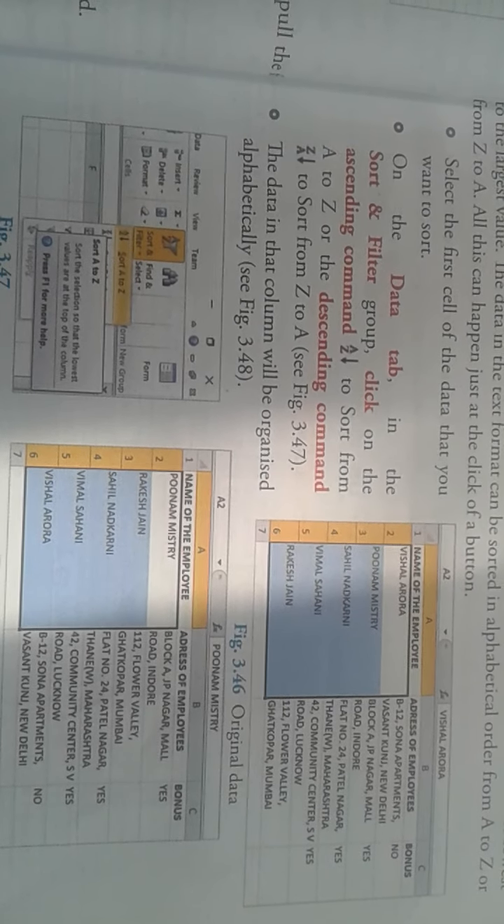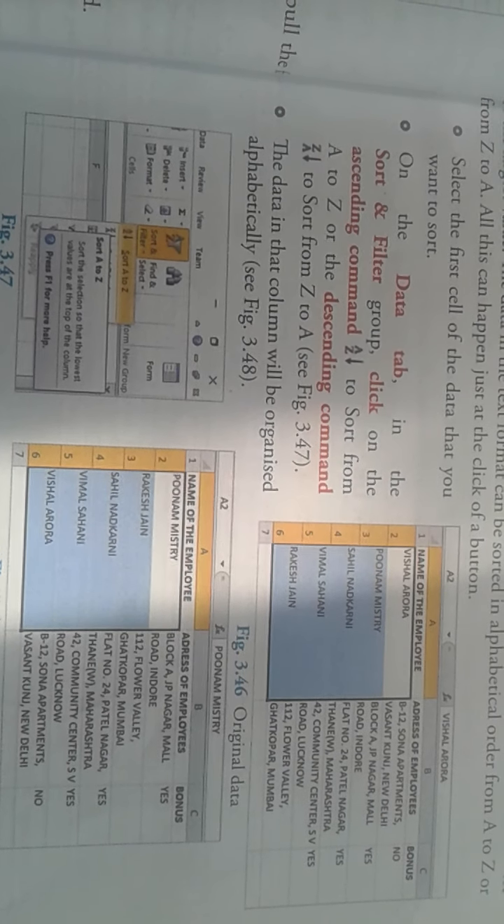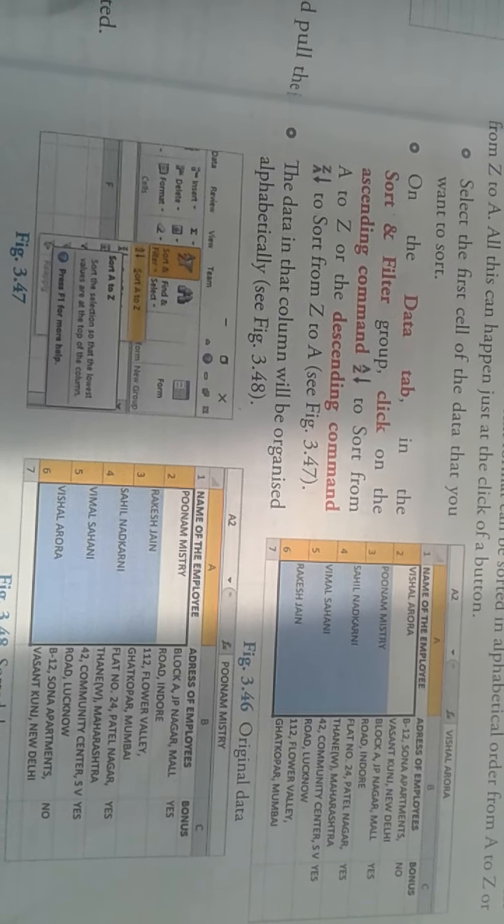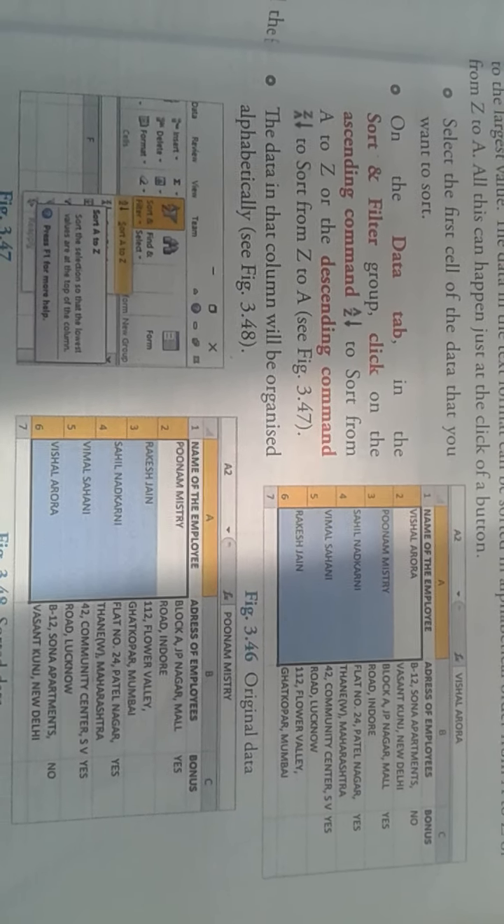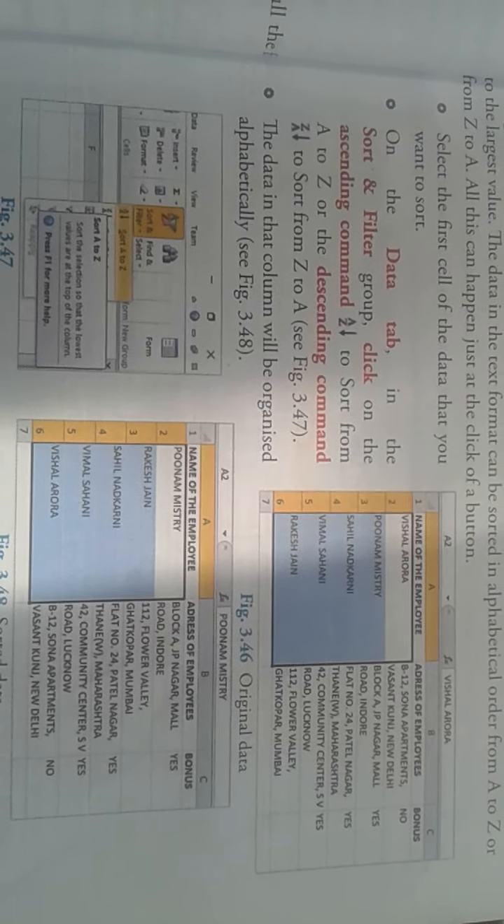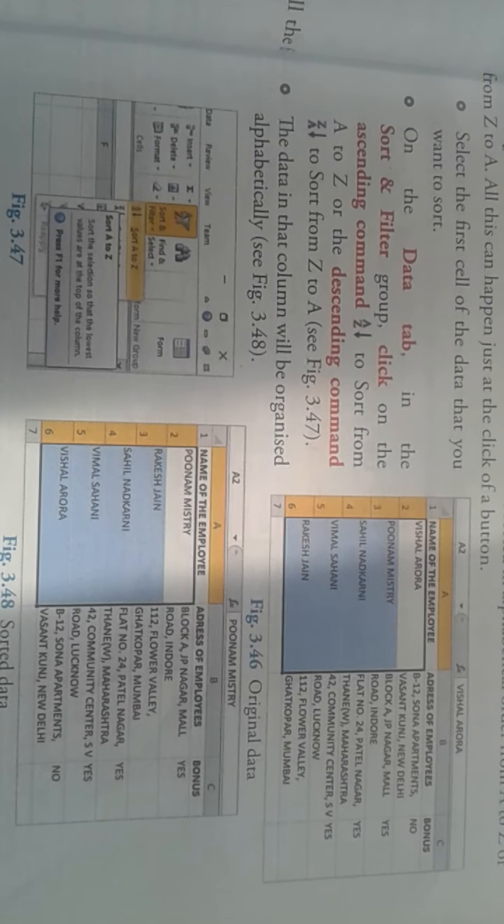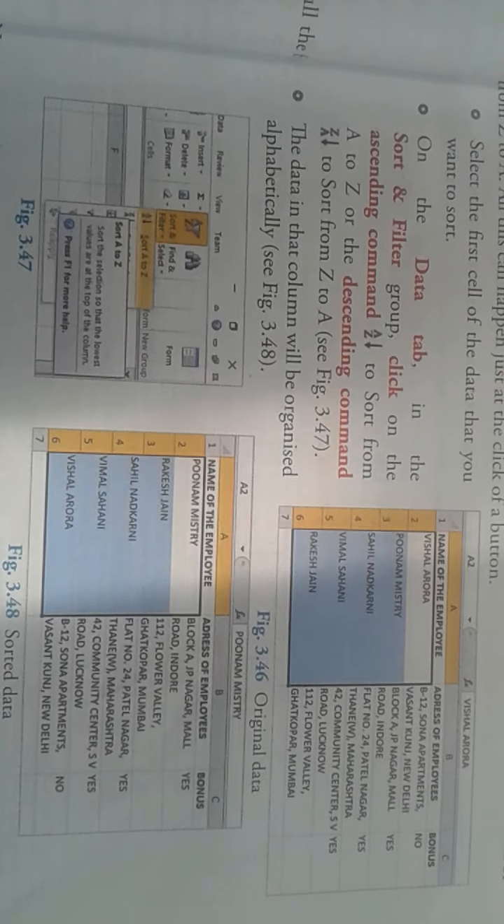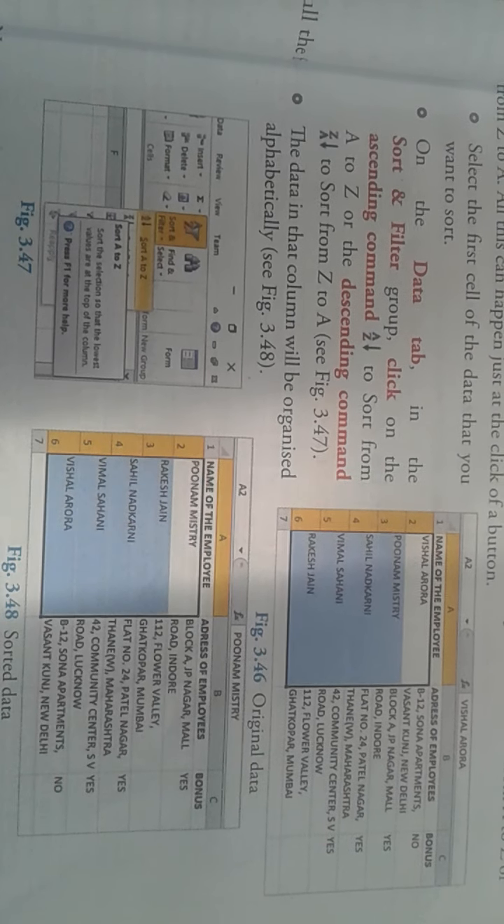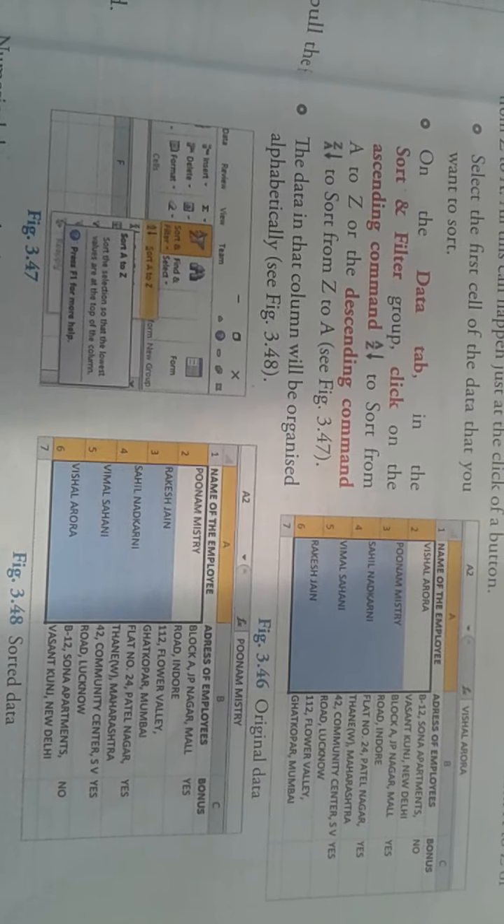The sorting option can also be found on the Home tab, compressed into the Sort and Filter command. Again I am going to repeat this one. The sorting option can also be found on the Home tab, compressed into the Sort and Filter command.